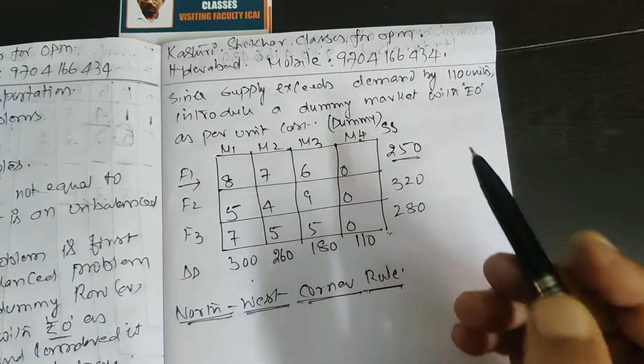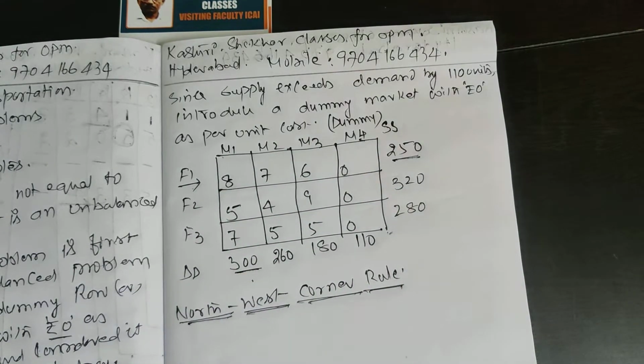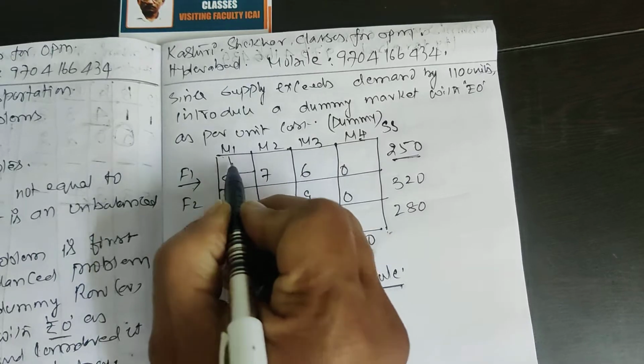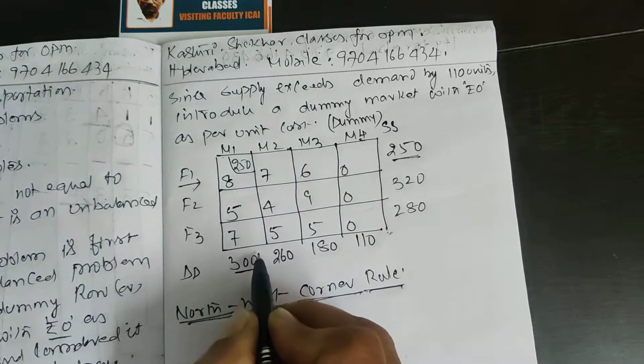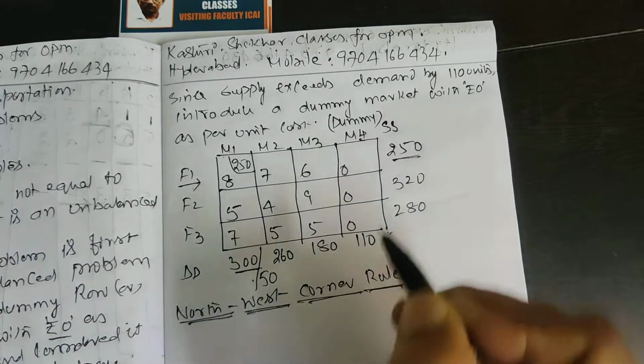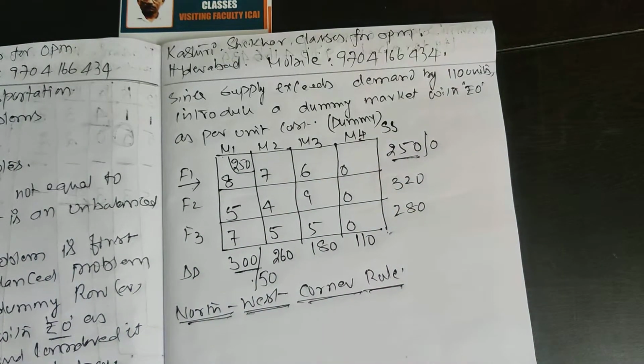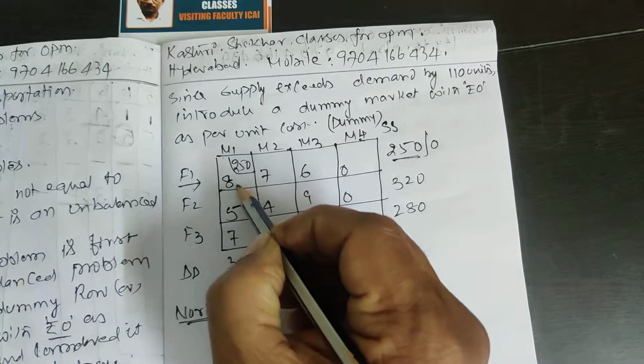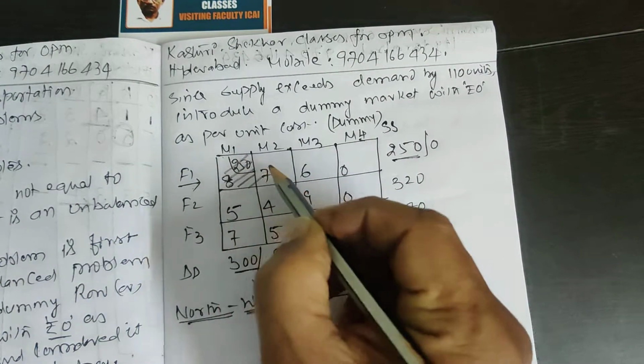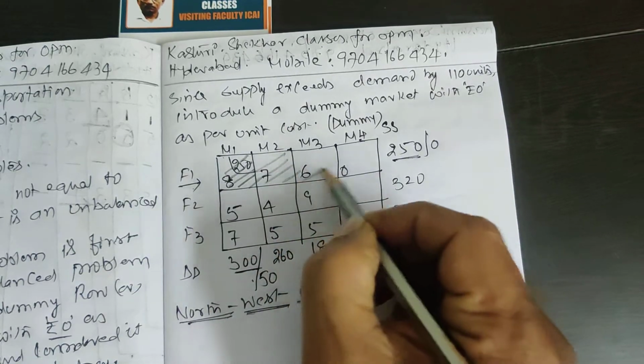250 units are available, 300 units are required. So 250 units I am supplying here. Requirement is reduced to 50. Supply now will become 0. We cannot supply the goods from factory 1 to any market now. So to avoid any confusion, this factory is eliminated from the picture.